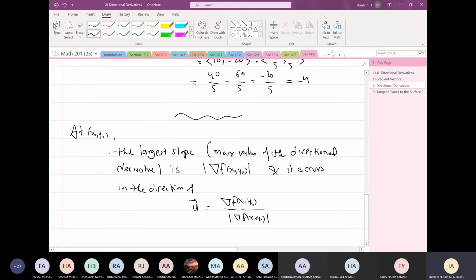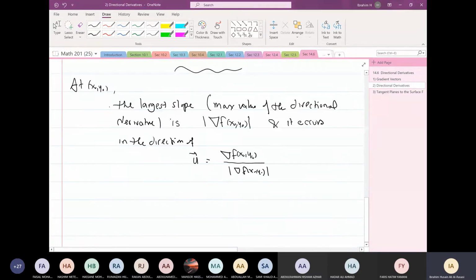So the answer is given in terms of the gradient. The largest slope is the magnitude of the gradient of f at the point x0, in the direction of the gradient. You take the gradient and divide it by its magnitude just to make sure it is a unit vector. This is the largest slope.